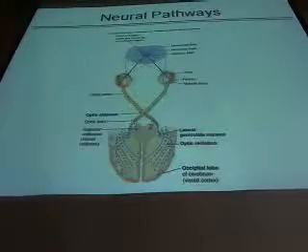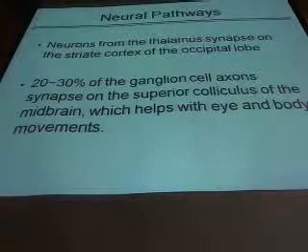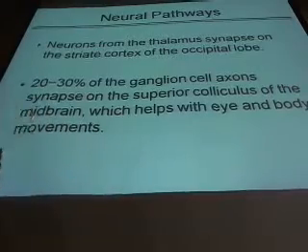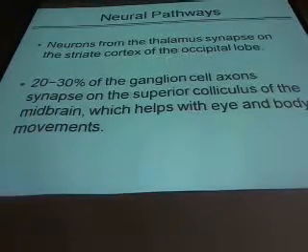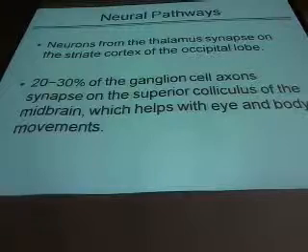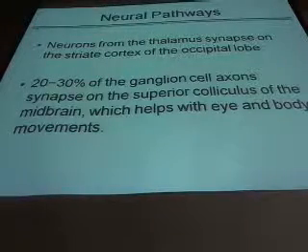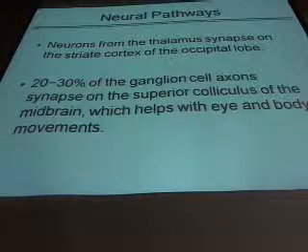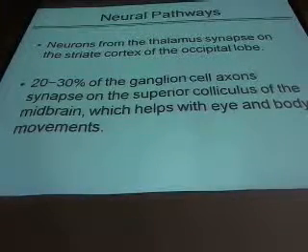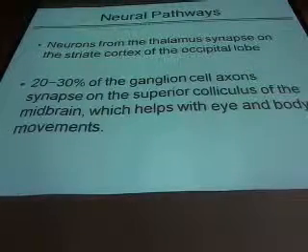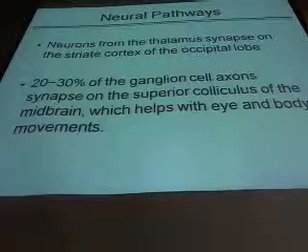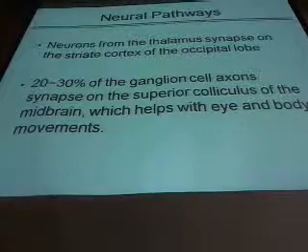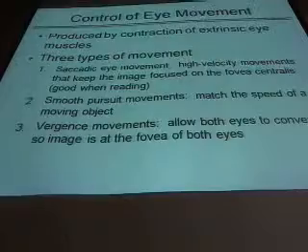Okay, 20% of your ganglion cells synapse on the superior colliculus. That kind of tells you where something is out there. And another 70 to 80% go into the occipital lobe. That tells you what it is. Your brain has two different areas. It's trying to decipher, one, you know something's out there. Secondly, it tells you what's out there.